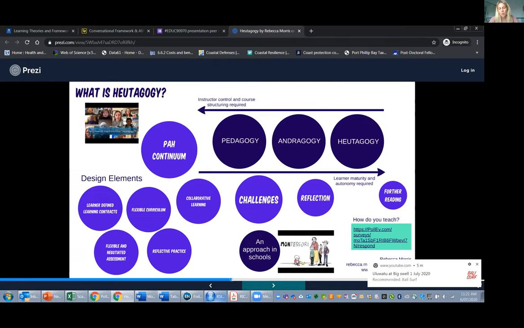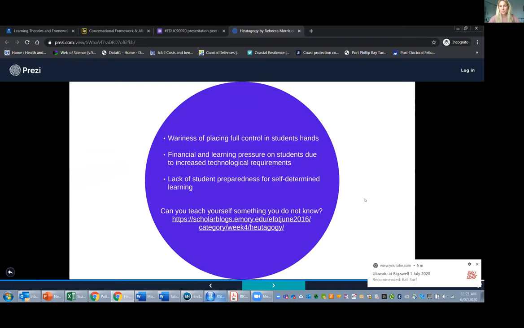So what are some of the challenges of this? I guess in terms of teachers, there's some apprehension about placing full control of learning in students' hands.